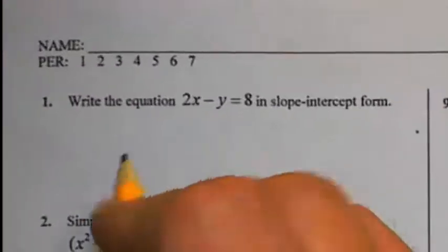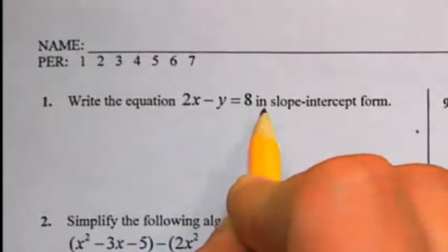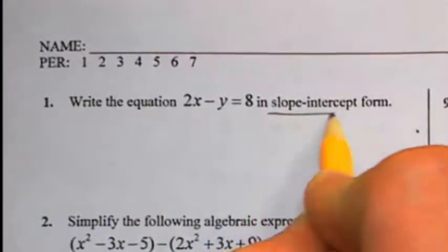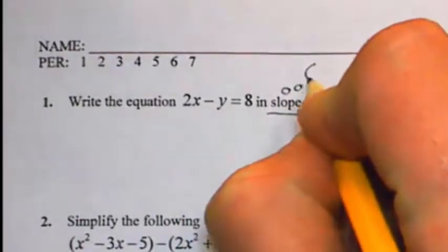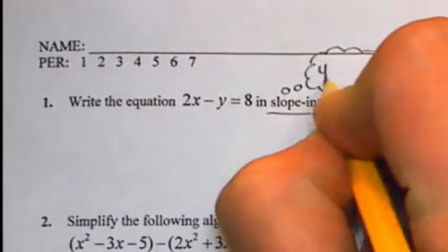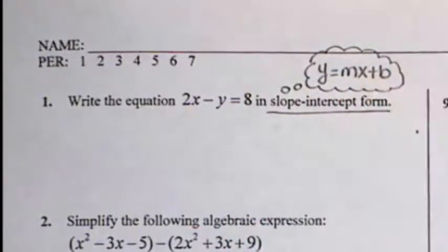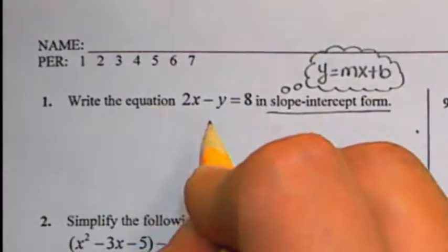Problem number one says write the equation 2x minus y equals 8 in slope-intercept form. The key word here is slope-intercept form. That reminds us that slope-intercept form is y equals mx plus b. And so in other words, I want this problem to have the y alone.